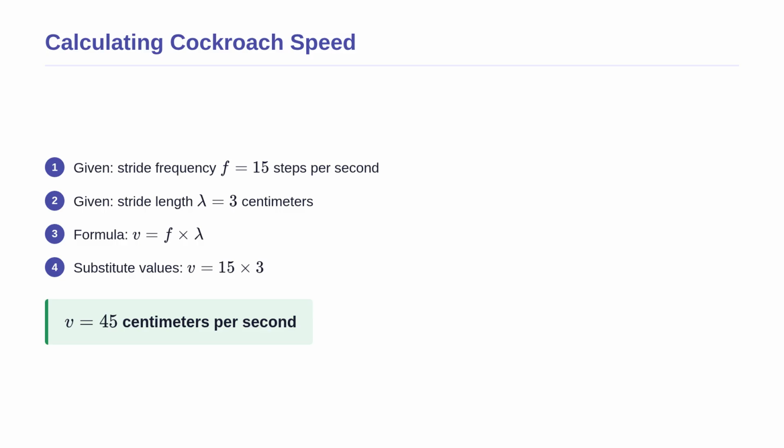We substitute 15 for f and 3 for lambda. Multiplying these gives us our final answer, 45 centimeters per second. Physically, this means the cockroach can travel nearly half a meter in just 1 second, making it incredibly efficient at contaminating wide areas quickly.